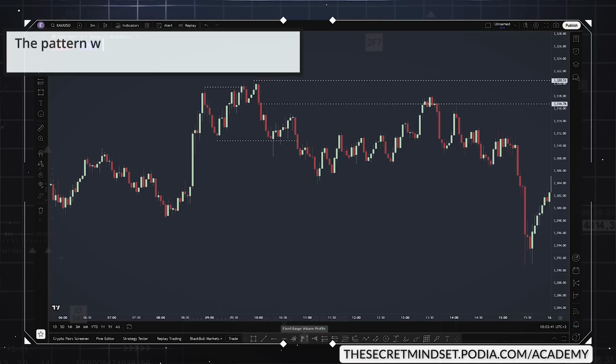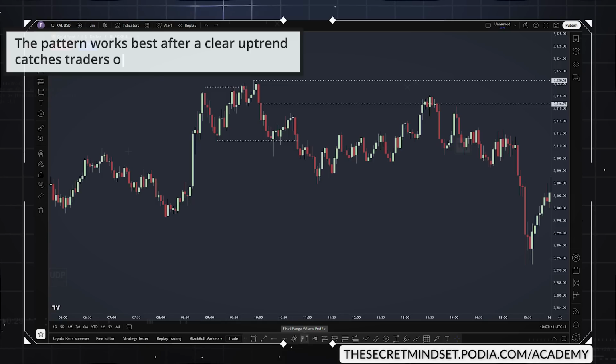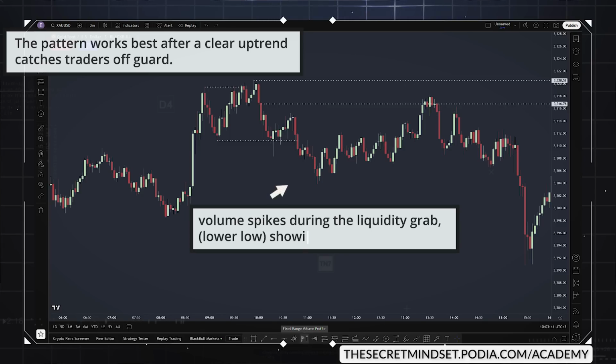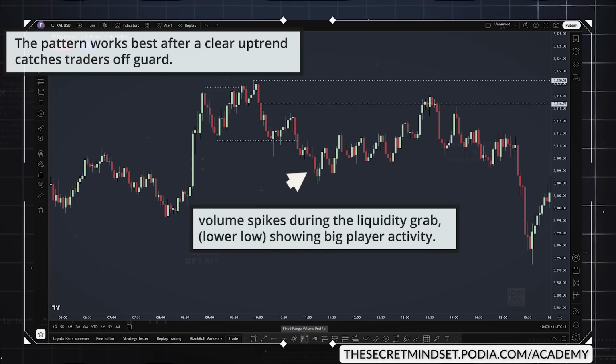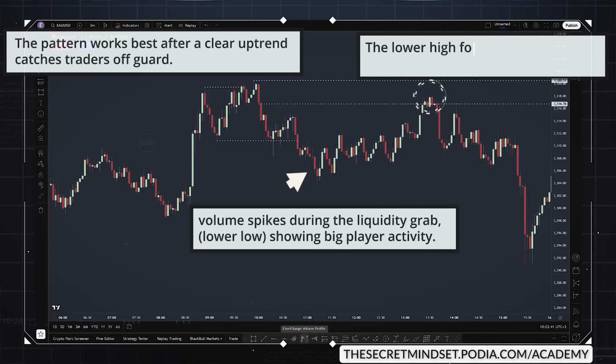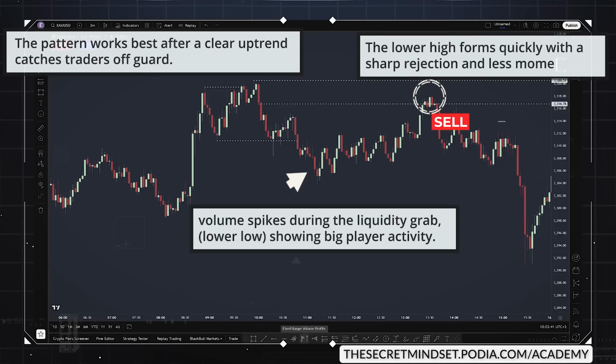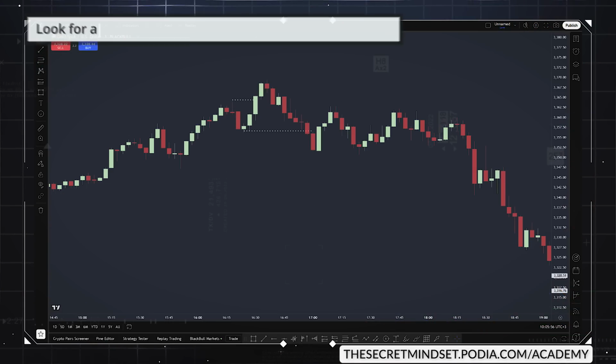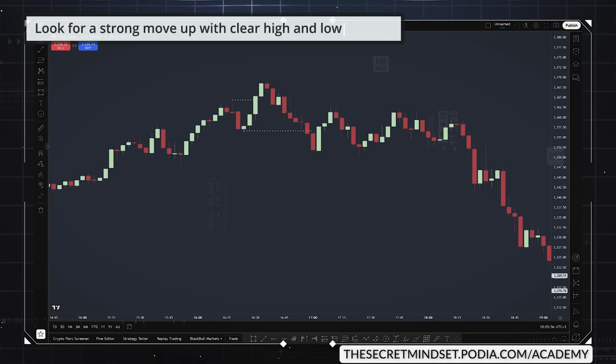The best over and under patterns happen after a clear uptrend, when lots of traders are caught off guard. Volume often spikes during the liquidity grab, showing that big players are active. The lower high forms quickly, often with less energy than the earlier moves up. The rejection is sharp. So to spot this in real time, watch for three things.